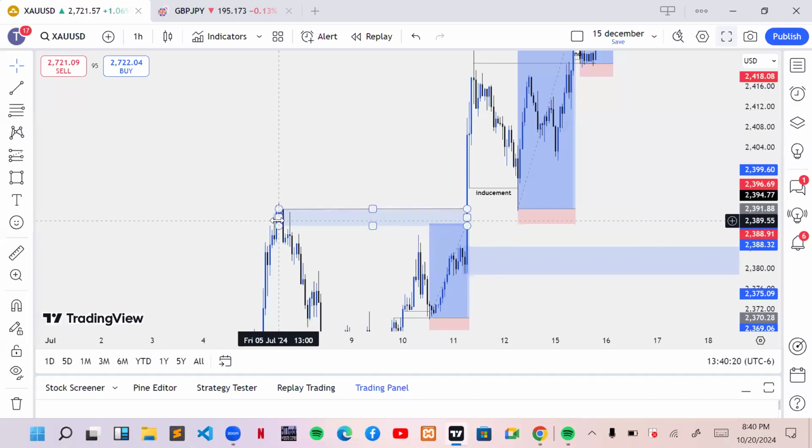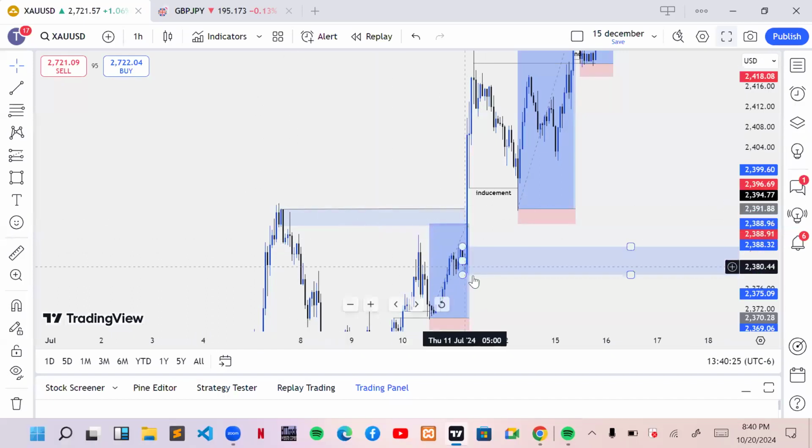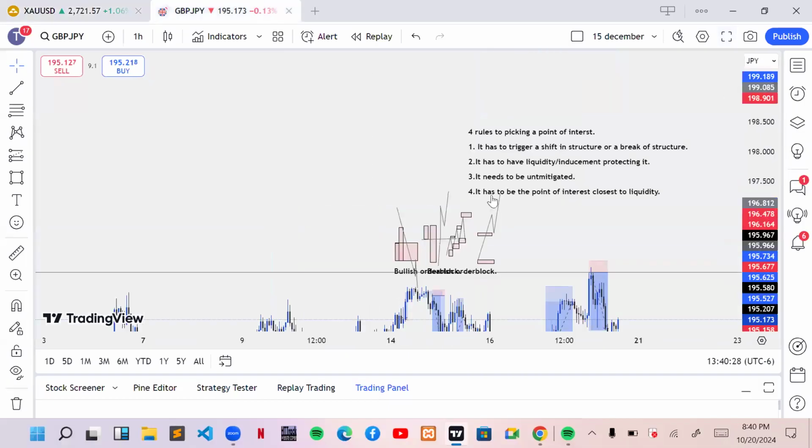This is the other block right here. This is our breaker block. The breaker block has not been tapped. The other block has not been tapped. Both of them are valid to be used as entry. But now the fourth rule says it has to be the point of interest closest to liquidity.